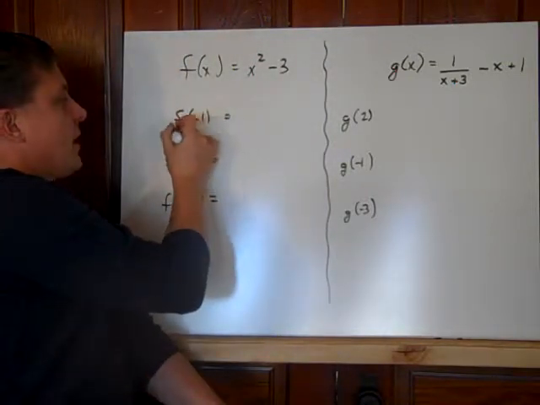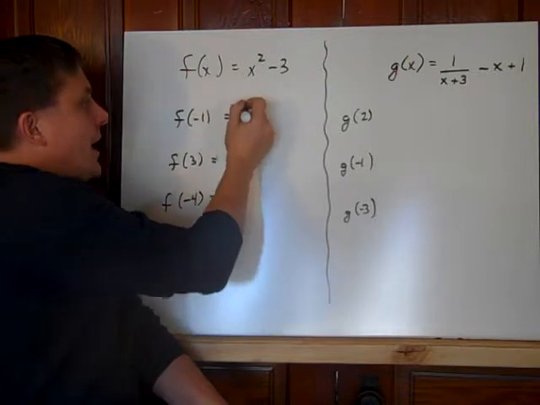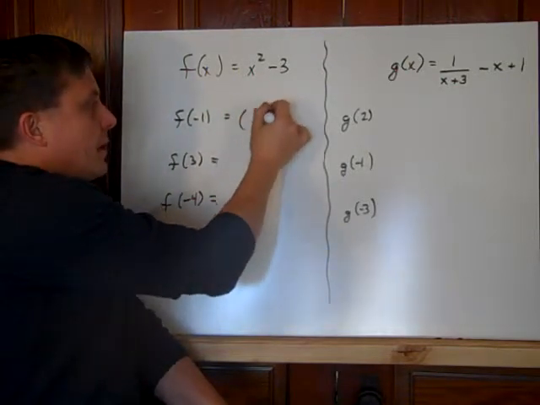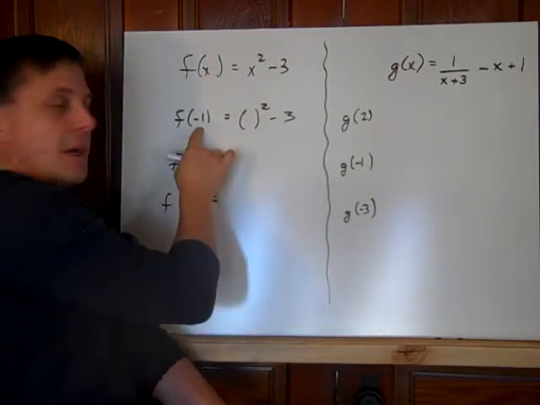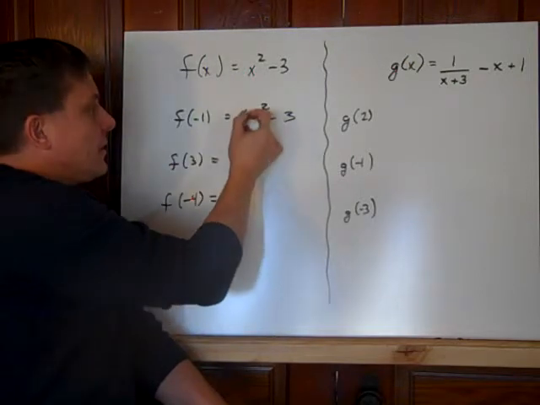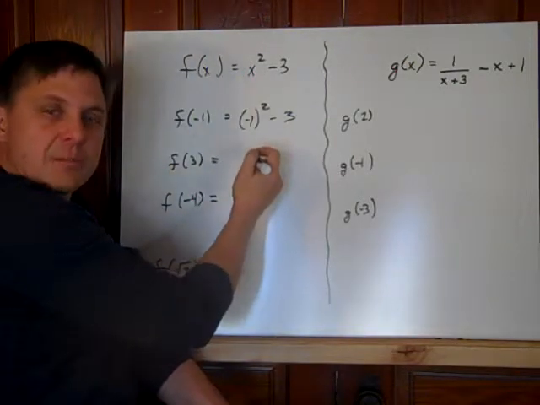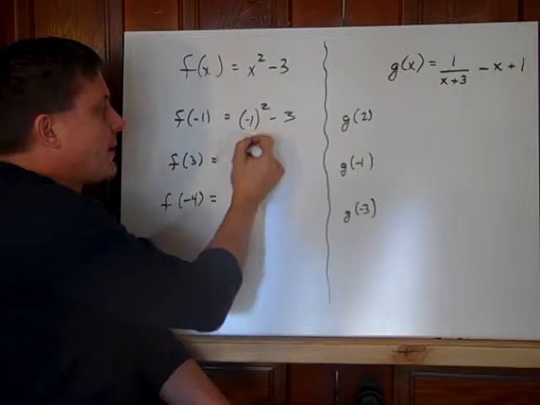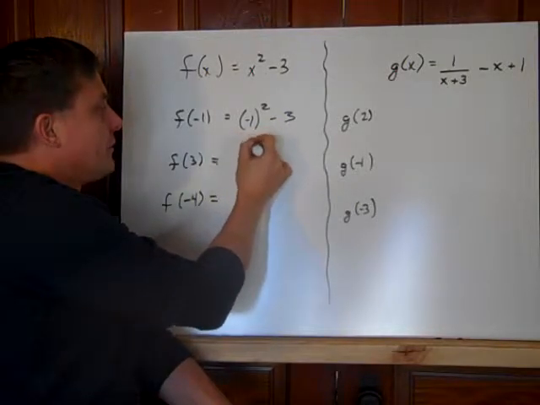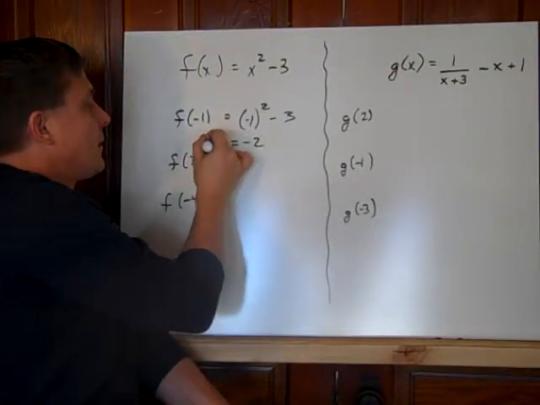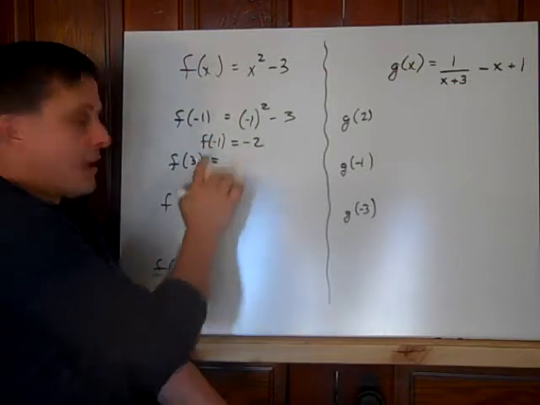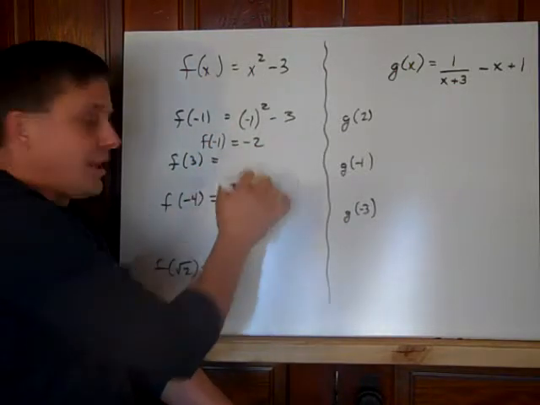So here it says f of negative 1. I had x squared minus 3, so I have x squared minus 3. And this time the x value is negative 1. Negative 1 times negative 1 is 1. 1 minus 3 is negative 2. But we don't just write that, we write what value it was. F of negative 1 equals negative 2.